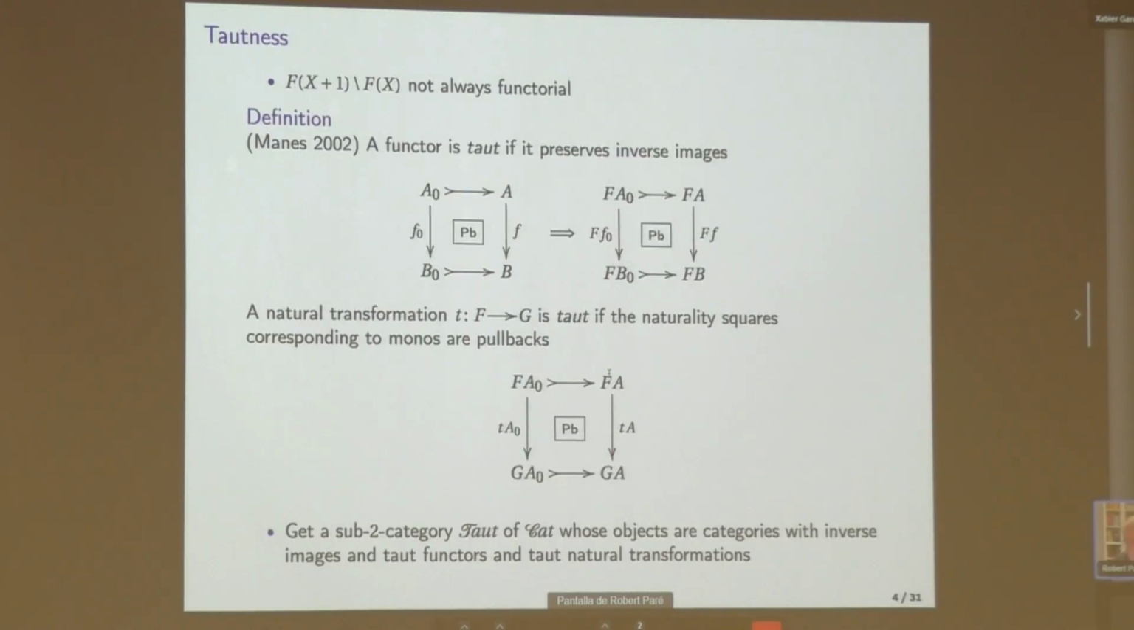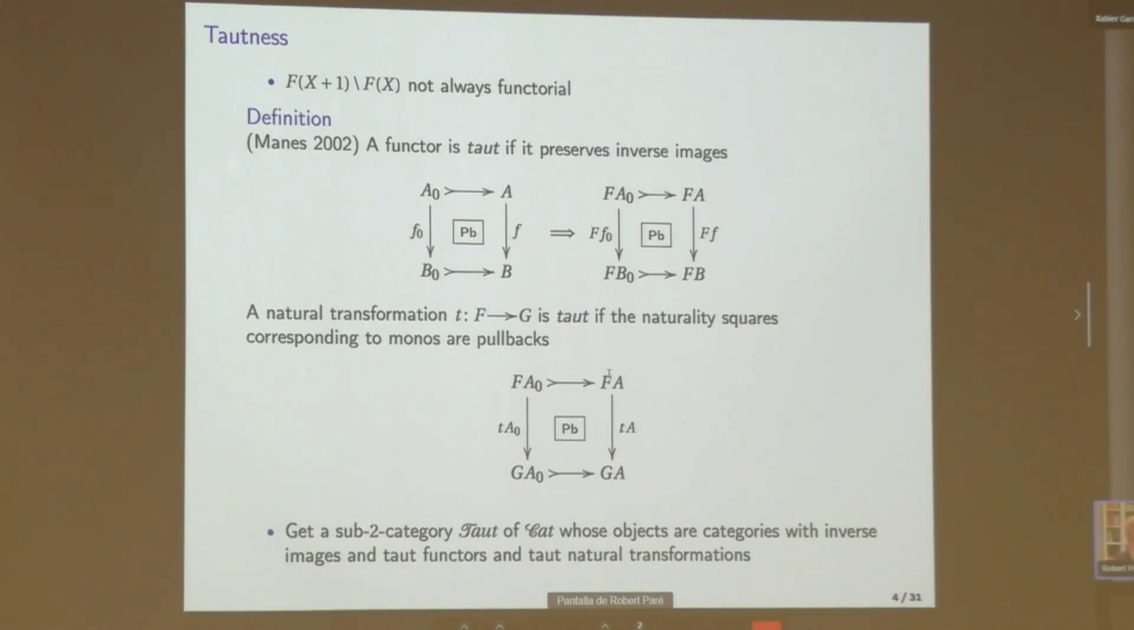So, of course, this f of x plus 1 minus f of x, this is set difference. And of course, it's not functorial in general, and this is probably why you rarely see this in categorical contexts. But in fact, it's functorial for a large class of functors, the top functors.